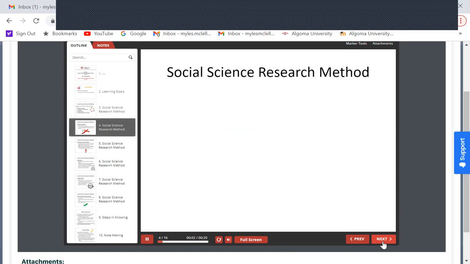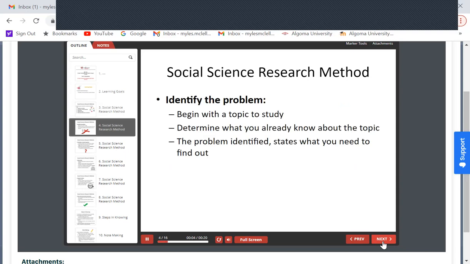So our first step, which is identifying the problem, begins with a topic to study. You have to determine what you already know about the topic. And for the problem which you identify, you need to state what you need to find out about it: the who, what, where, when, and why.